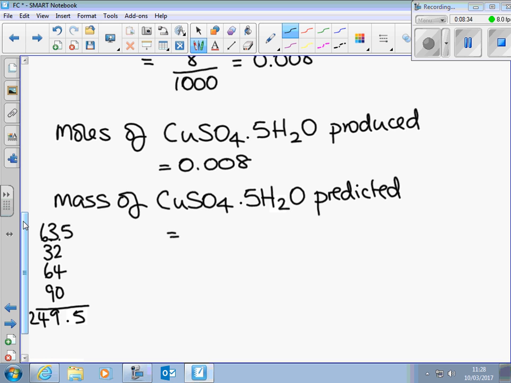So what we're producing, though, is 0.008 of that. A whole mole of it would be 249.5 grams. Quite a lot. No, you multiply it, 249.5, but we only have 0.008, that fraction of it. So that comes out at roughly 2 grams. 1.996 grams. That's what we're expecting to make.